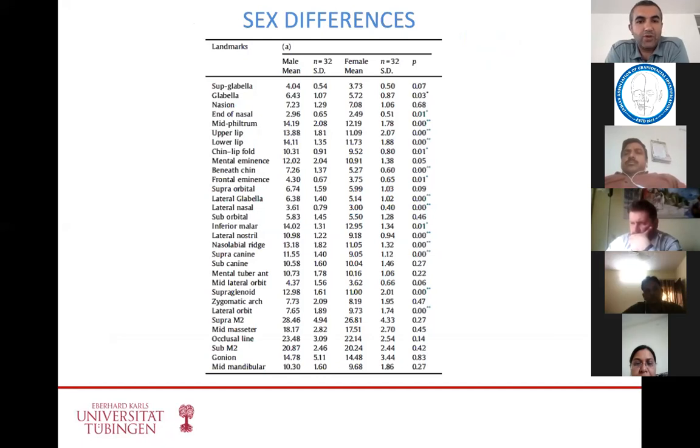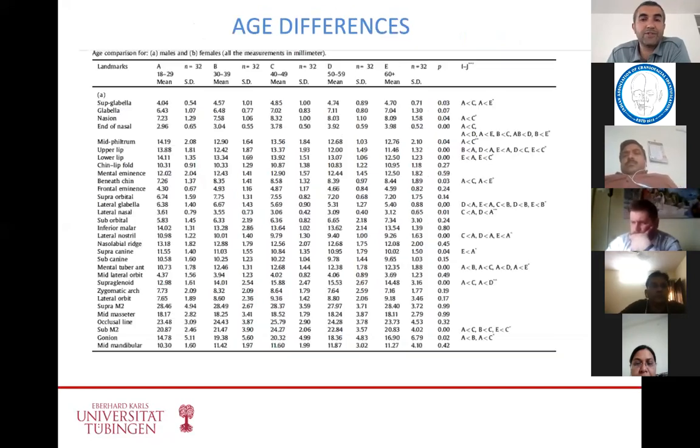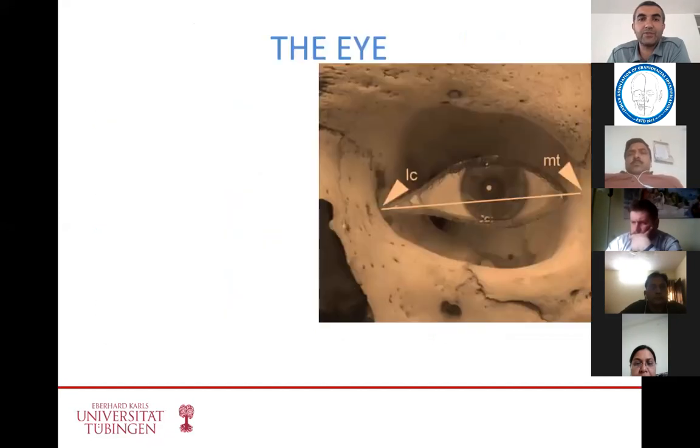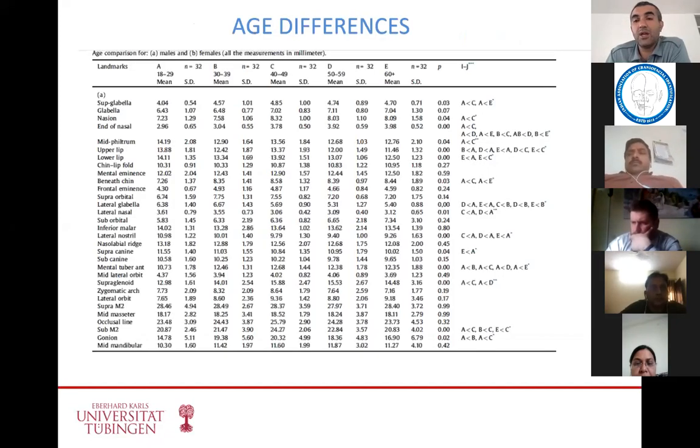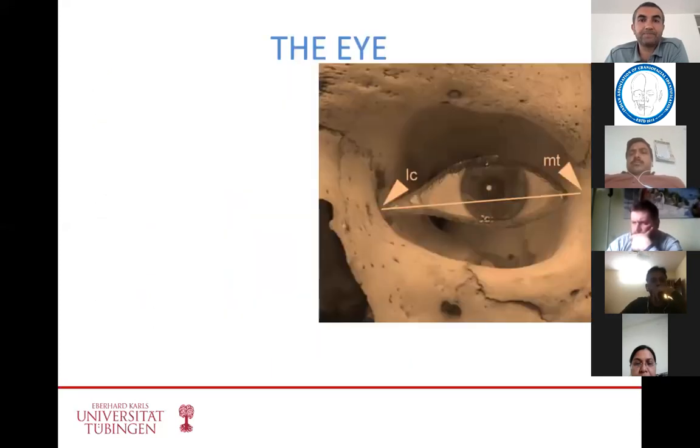Based on our research, the literature also shows that there are distinct differences between the sexes in terms of facial soft tissue thicknesses. There are some differences between the age groups. There are also some differences between the ethnic groups. So in order to do an accurate facial reconstruction, you need to get an accurate, correct biological profile in order to apply the correct facial soft tissue thickness onto the skull.